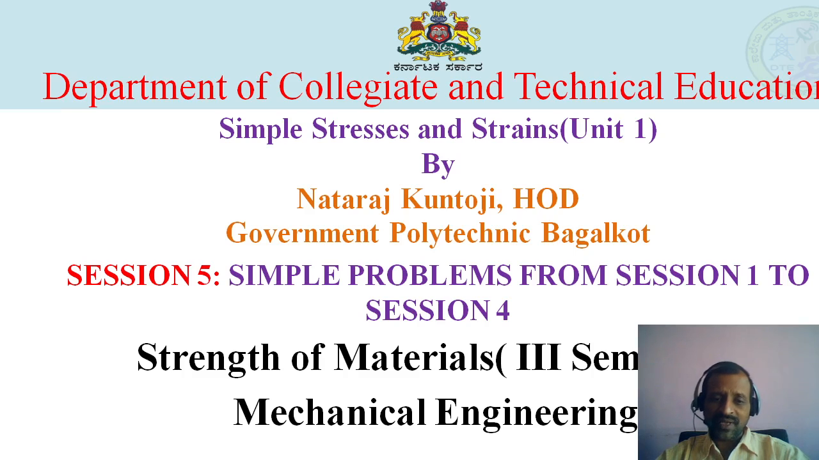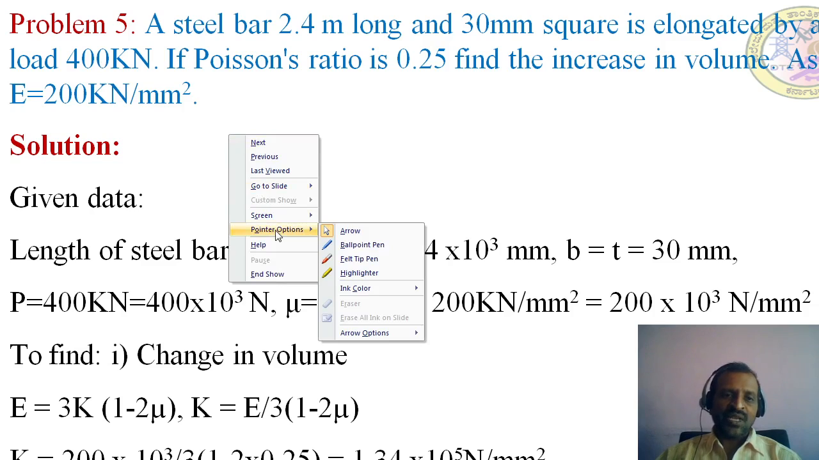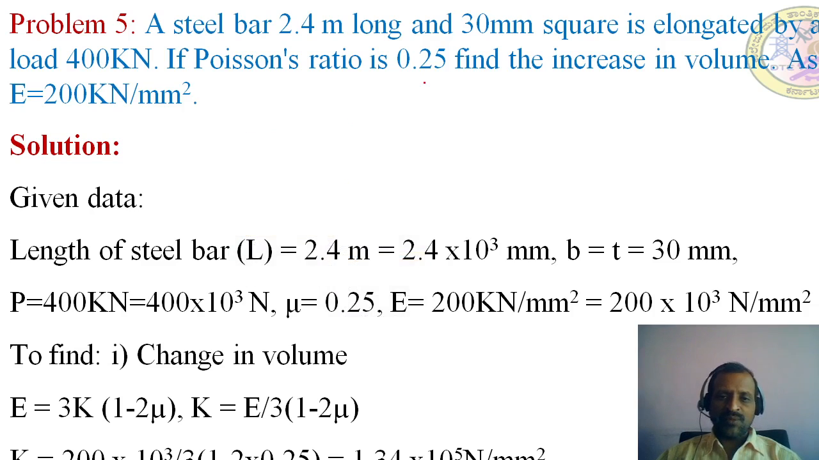Now in this session 5, we will solve some more problems on the topics covered from session 1 to session 4. This is the first problem. A steel bar 2.4 meter long and 30 mm square is elongated by a load of 400 kilonewton. If Poisson's ratio is 0.25, find the increase in the volume. Assume E is equal to 200 kilonewton per mm square. First read the problem carefully and note down what is given in the problem and what he has been asking. These two are very important.